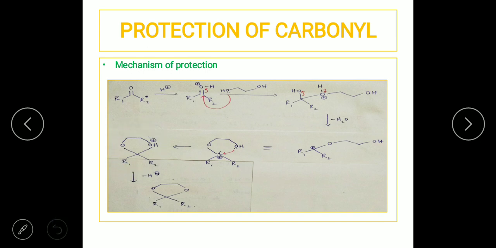But still there's a positive charge on oxygen which has to be removed, and this is done by deprotonation, that is minus H plus, which gives rise to the acetal. So this is how the formation of acetal can be made use of as a protection for the ketone. Since the acetal formed here is highly stable, it is not going to react with either Grignard reagent or any other reagents, neither with any catalyst, and hence this is considered a very stable intermediate, and it can be successfully used for the protection of carbonyl compounds.